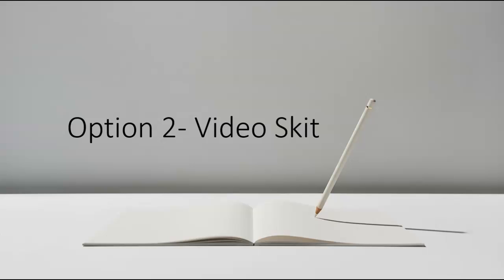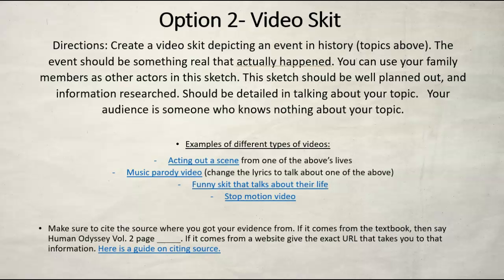The second option for this assignment was to do a video skit. So this is making your topic come alive. In this skit, you would create it based off of one of the topics shown previously, and it needs to be something that really happened. You can use your family members or friends to help you be characters in the skit, and it needs to be well planned out and researched.